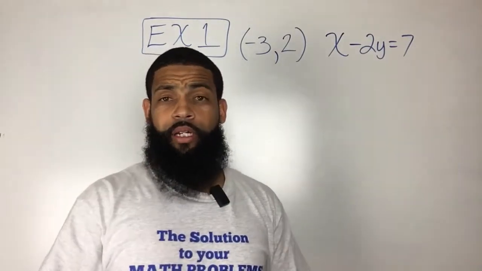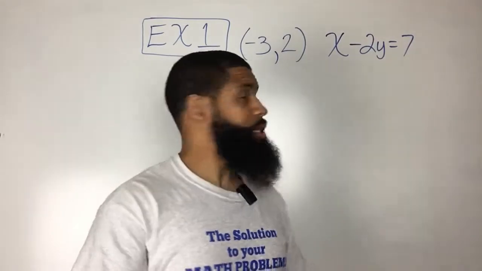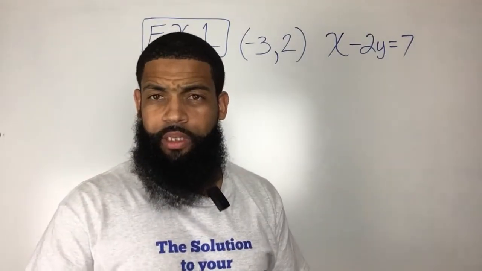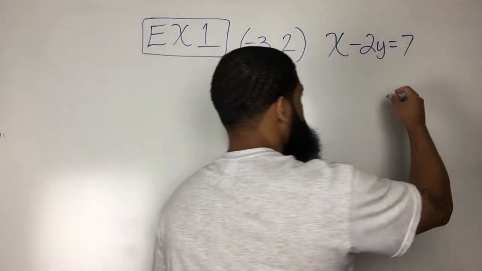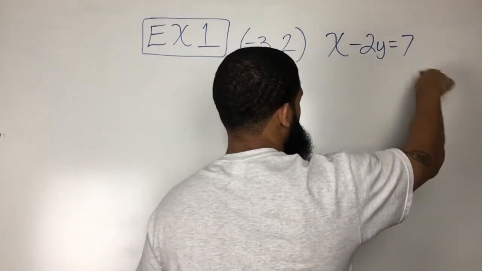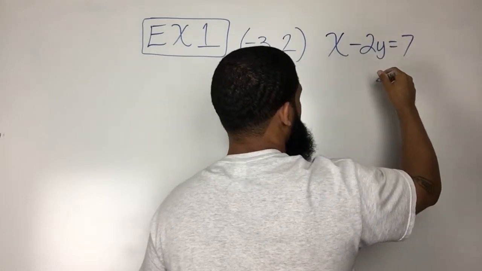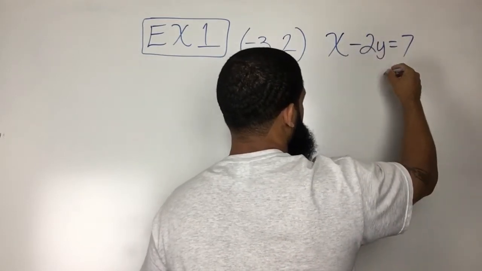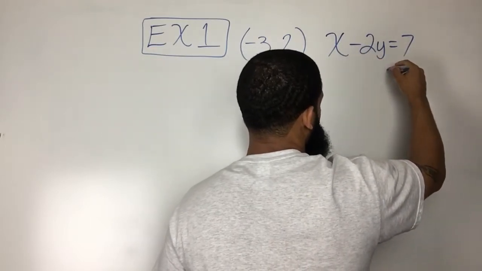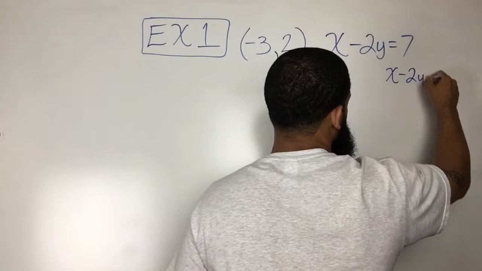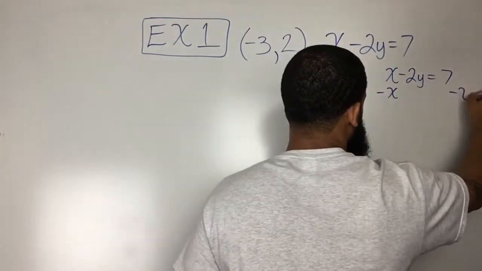Now notice, this line right here is not in slope-intercept form. So in order to write a line perpendicular to that line, we have to find out what is the slope of this line, and we do that simply by solving it for y. So I need y by itself, so I'm going to subtract x from both sides. I'm going to rewrite this first: minus x, minus x.